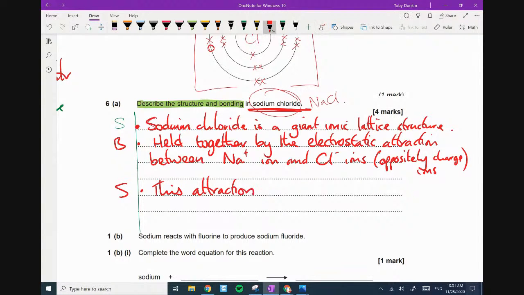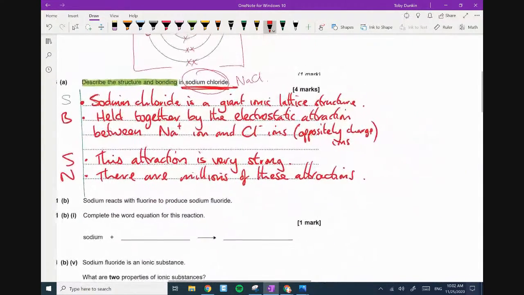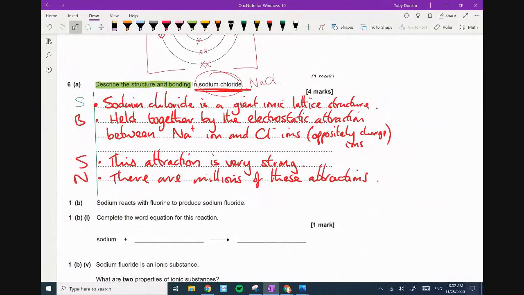is very strong. Bonds. There are structure, bond, strength, and number. It's very strong. There are millions of these attractions. Perfect. We're done. 4 marks. Don't need energy.